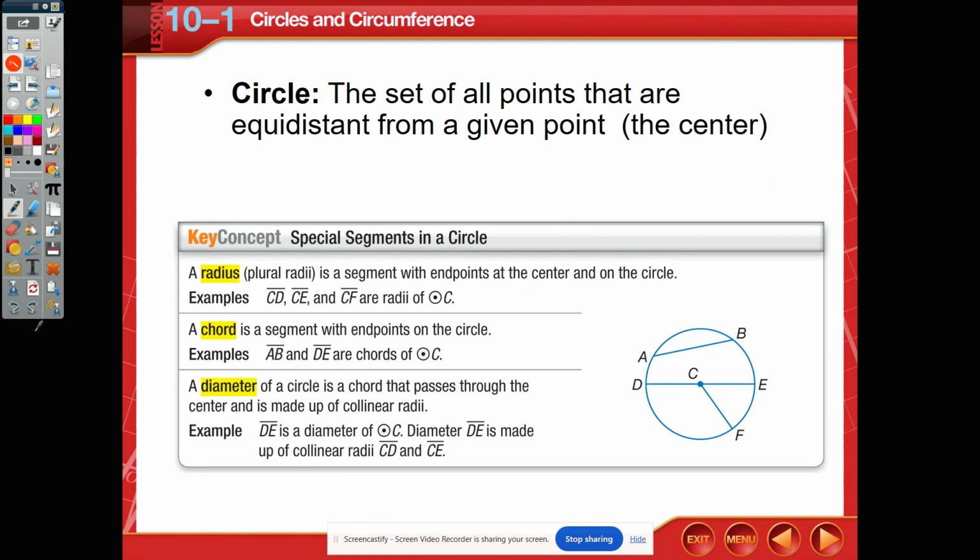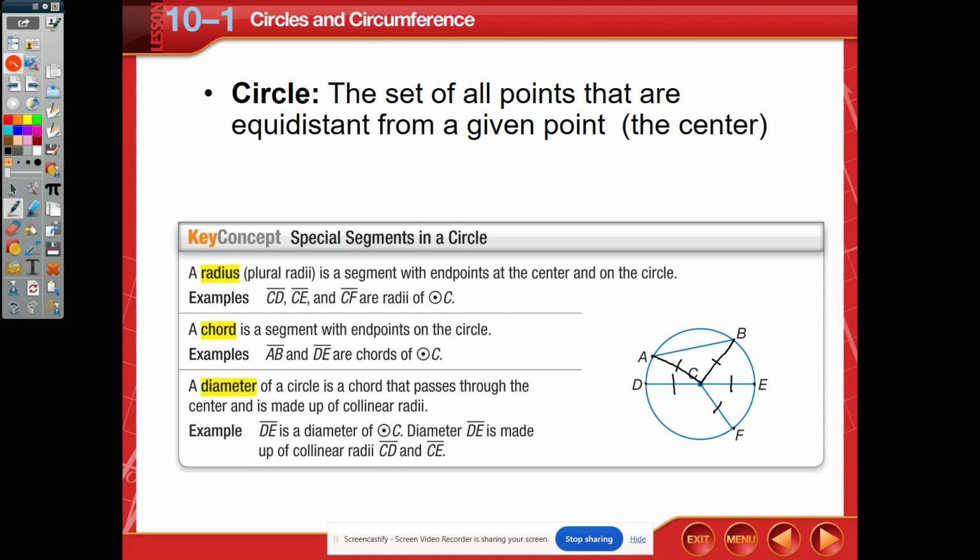Alright, so all these points on the outside, A, B, E, D, F, they're all the same distance to C. So if I had drawn a line from B to C, I know that it is the same distance as CF. And it's the same distance as CE. And C to A is also the same distance, and DC is also the same distance. So anywhere on the outside of the circle, I can draw a line to the center. I know they're the same distance no matter where they're at on the circle.